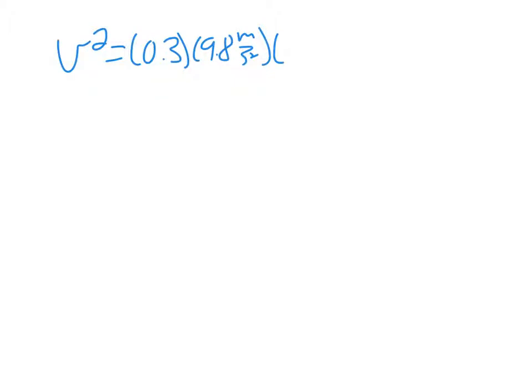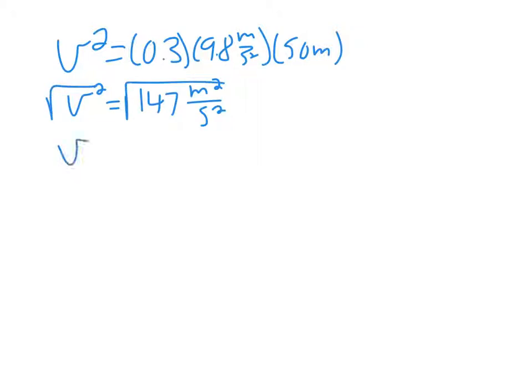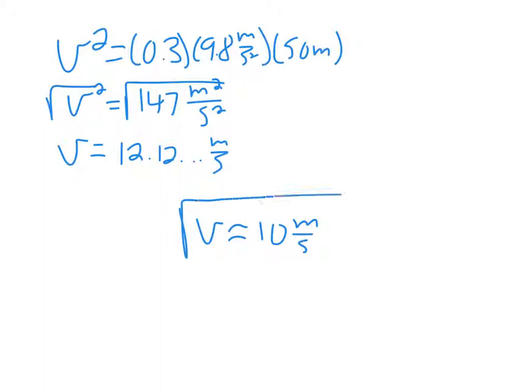I'm going to go to the next thing out of room. So v squared equals 0.3 times 9.8 meters per second squared times 50 meters. This number comes out to an even 147 meters squared per second squared for v squared. Now we have to take the square root of both sides. So the speed to stay in this curve equals 12.12, keeps on going, meters per second. Only one sig fig, so v is about equal to 10 meters per second.